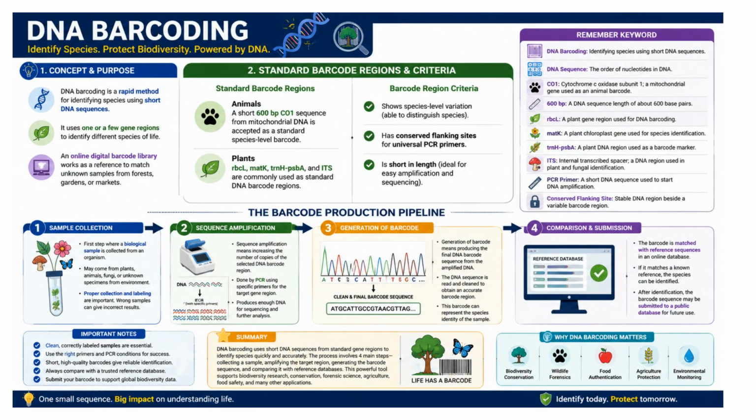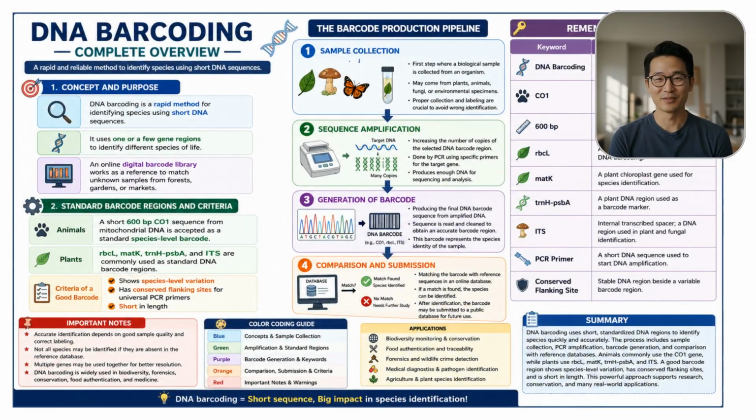The process begins with sample collection and correct labeling. Sequence amplification, generating many copies of the target DNA region, is followed by barcode generation and final comparison with reference databases to identify the species. Good barcode regions must show species-level variation, have conserved flanking sites for universal PCR primers, and be short in length.